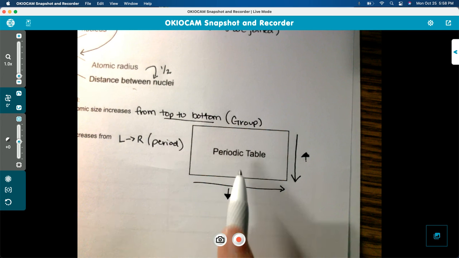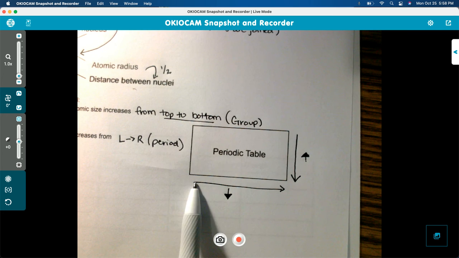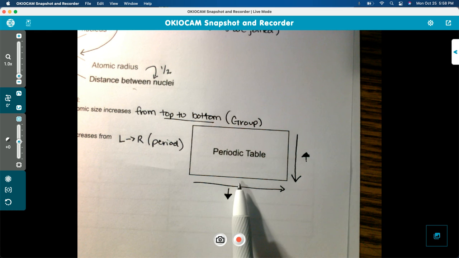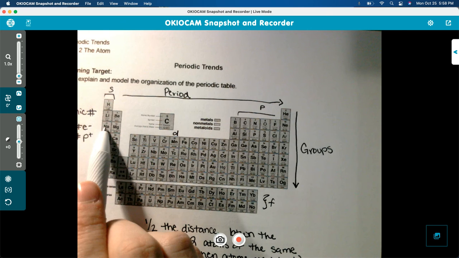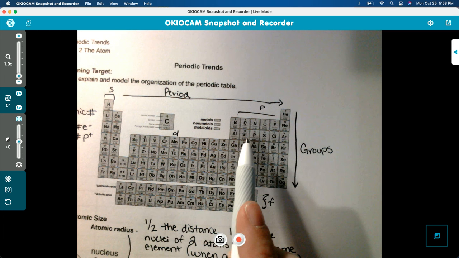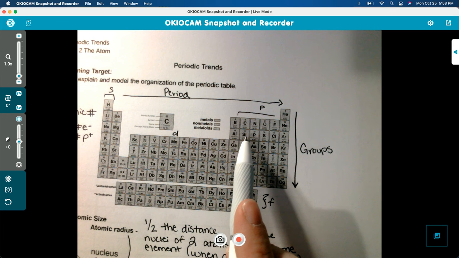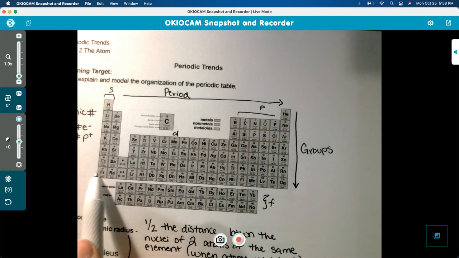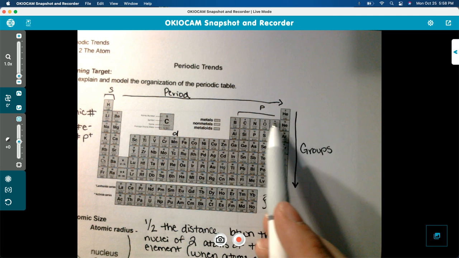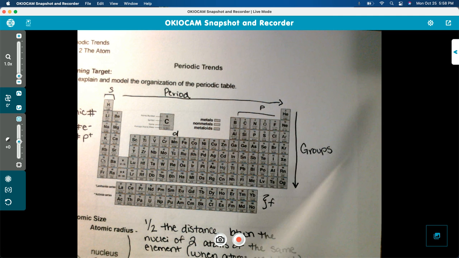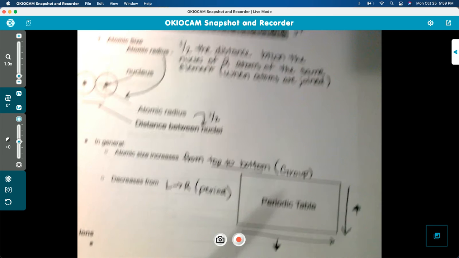Based on our periodic table trends, we know as we move from left to right, our atomic size decreases. So hopefully you answered that sodium was bigger than silicon. Our biggest sized atom is going to be down in our lower left-hand corner, and our smallest sized atoms are going to be up in our upper right corner. So that is atomic size.